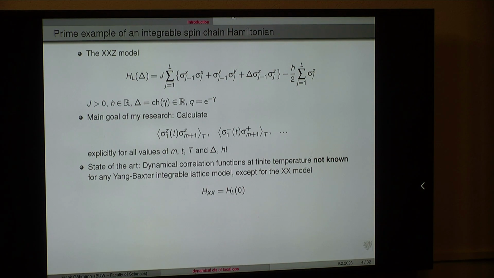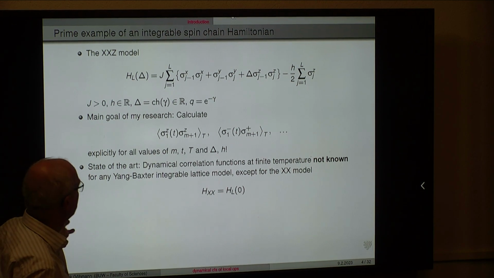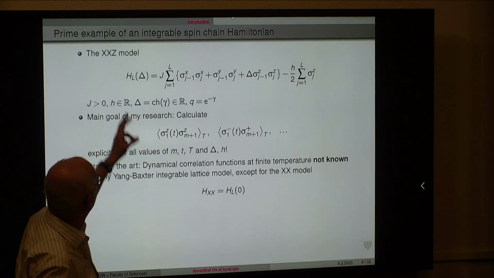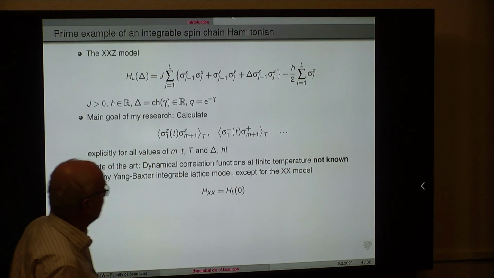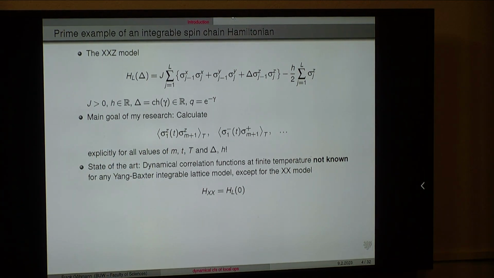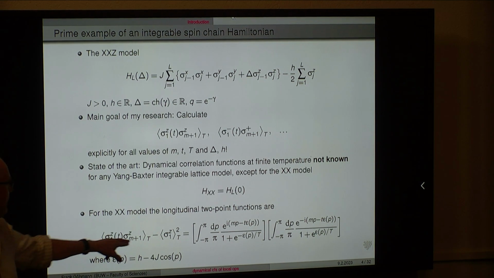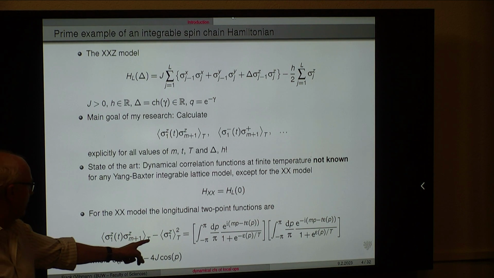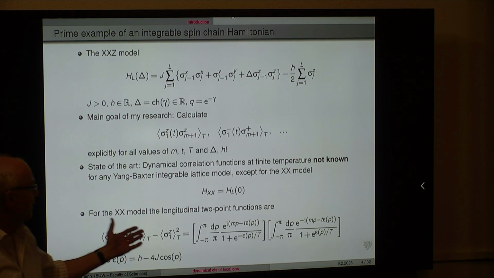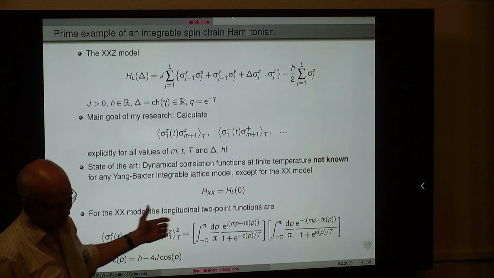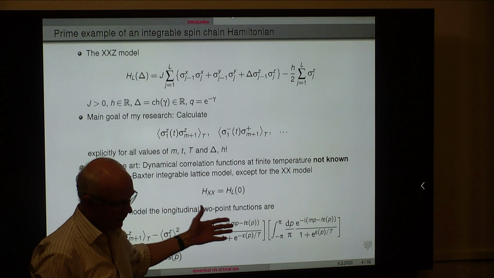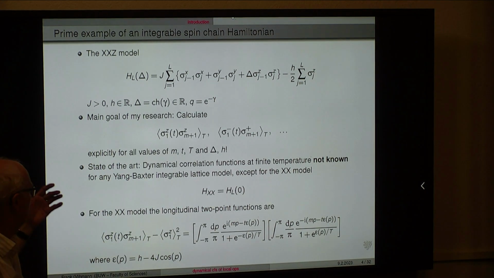Actually, the only model that I could be happy with is the XX model, when delta is 0. This is sometimes called the free fermion point. And at that point, there is, for instance, a beautiful result for the sigma z correlation functions at different space-time points and at finite temperature. You see, this is kind of the optimal case. That's what we would like to look for. We would like to have more such results, right?